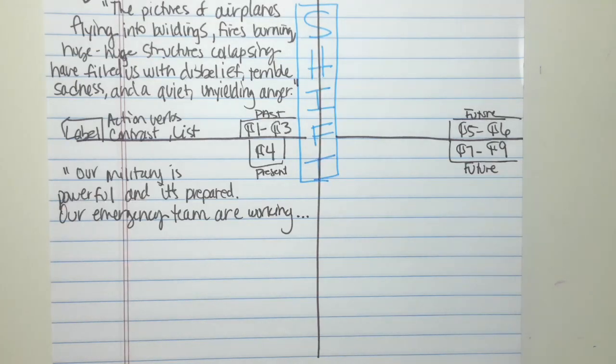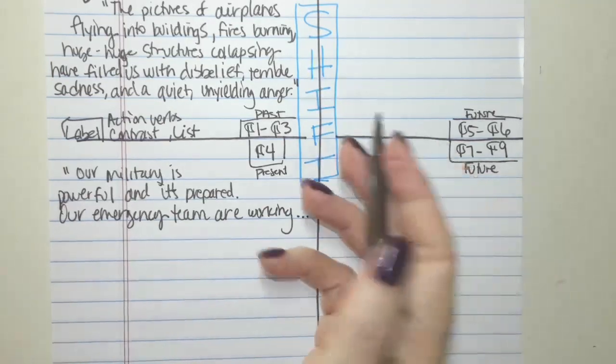Our military is powerful and prepared. Our emergency teams are working. Those are like thoughts, right? So I can do the ellipses after that. I think I'm going to skip the our first priority. I think I'm going to skip our citizens, and then I'm going to go to our government.